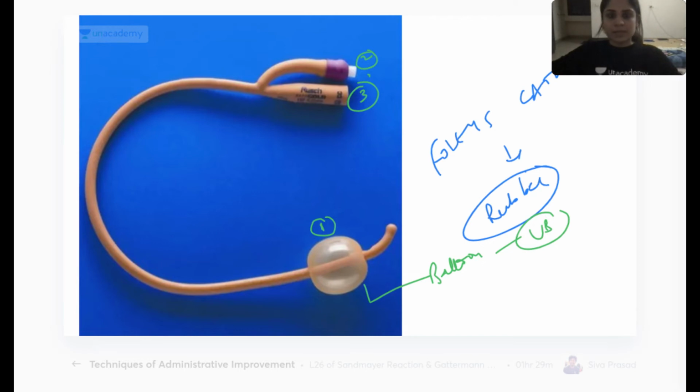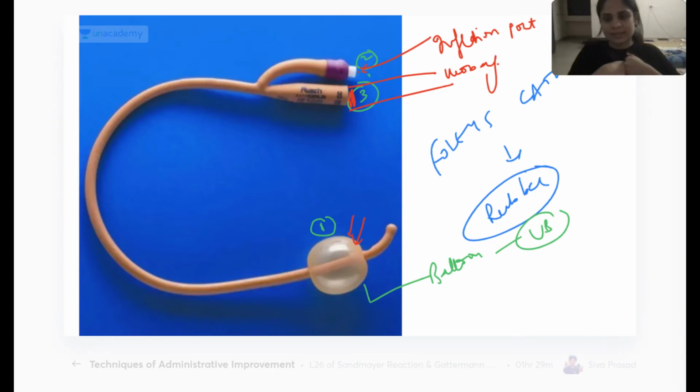Now tell me, out of 2 and 3, if I want to connect a uro bag, where should I connect it? In 2 or in 3? This will tell me how many of you have put a Foley's catheter. Yes, absolutely correct. My uro bag has to be connected in 3. What is 2? Can you see 2 has a very narrow opening? This is your inflation port. To inflate this balloon, you will use the port at 2 to put some saline in it. Absolutely correct.